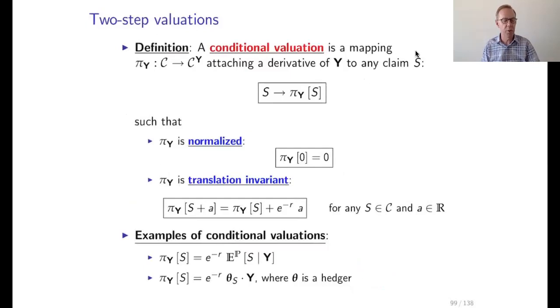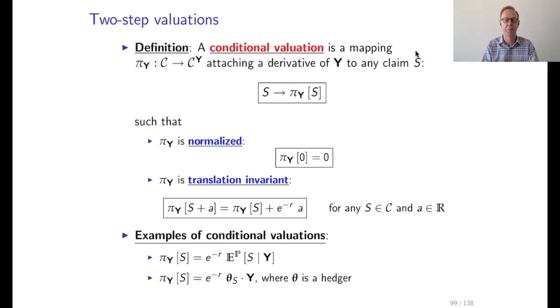Now, let us define a conditional valuation. We have defined valuations, we have defined hedges, and now we define conditional valuations, which is in some sense similar to the definitions of valuations and hedges. It follows the same lines in the sense that there will also be a conditional normalization and a conditional translation invariance, and that we will attach something to any claim in which we are interested. So a conditional valuation formally is a mapping π_Y from the set of all claims to the set of all derivatives, attaching a derivative of Y to any claim S. So to any claim S, we attach a function of Y, which we will denote by π_Y(S).